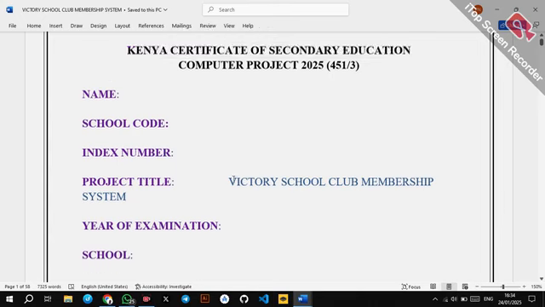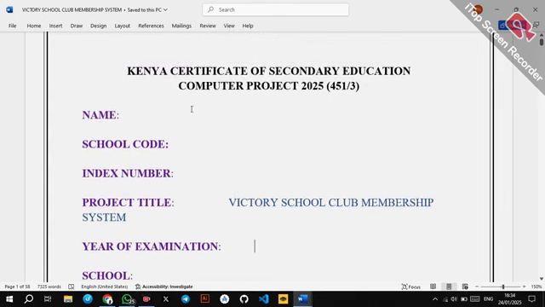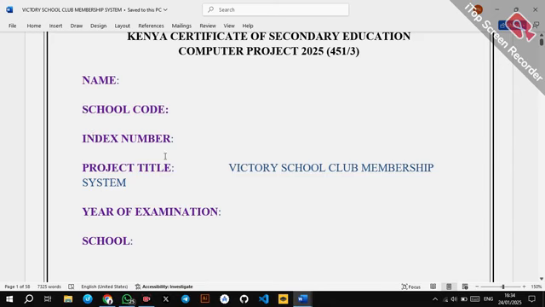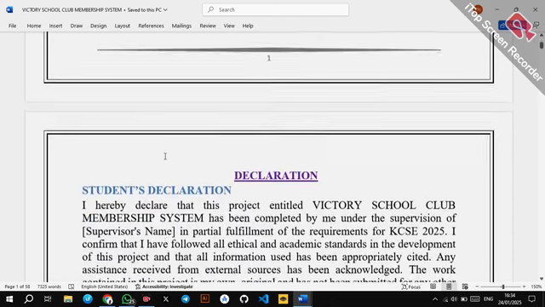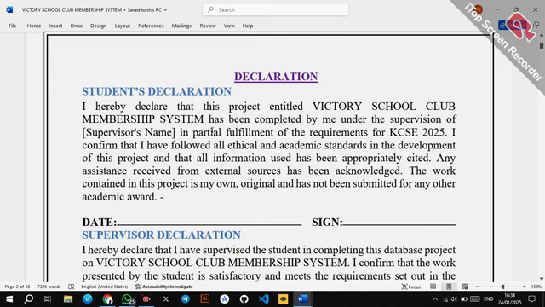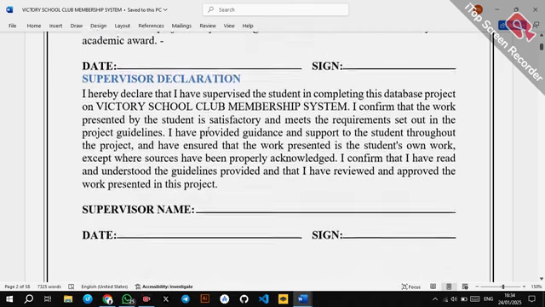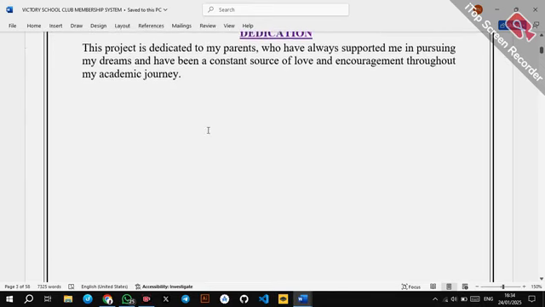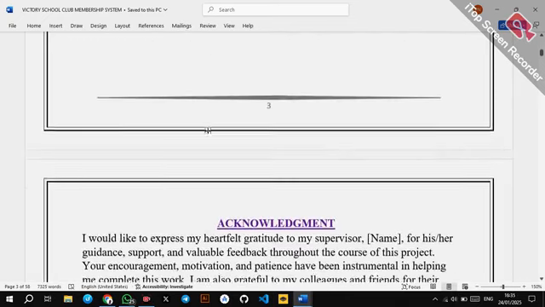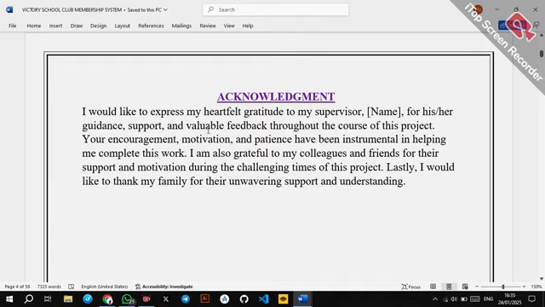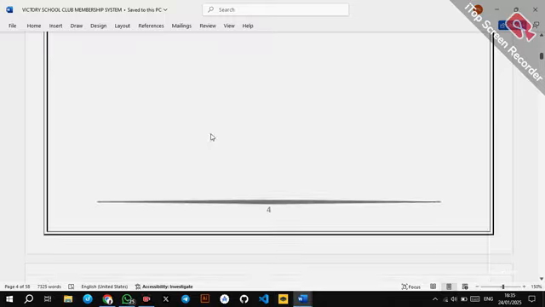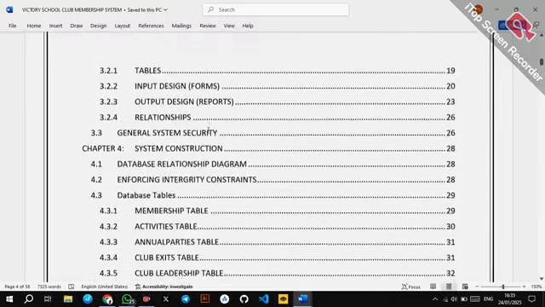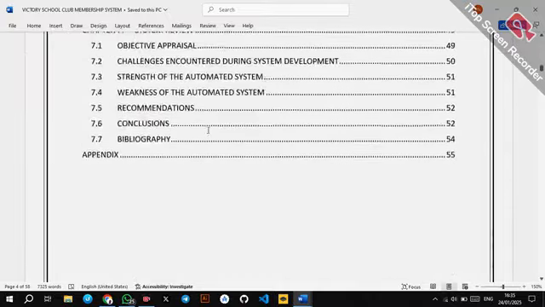So this is milestone one. In the preliminary pages, you have the title page. On the title page, you have the name, school code, index number, authors. Then you have the declaration, whereby you have the student's declaration and supervisor's declaration. Then you have the dedication, where you dedicate your work, maybe to your parents, to the Almighty God for helping you through. Then you have the acknowledgement, where you acknowledge people who have helped you through the journey of system development. Then you have the table of contents. We learned how to create the table of contents.